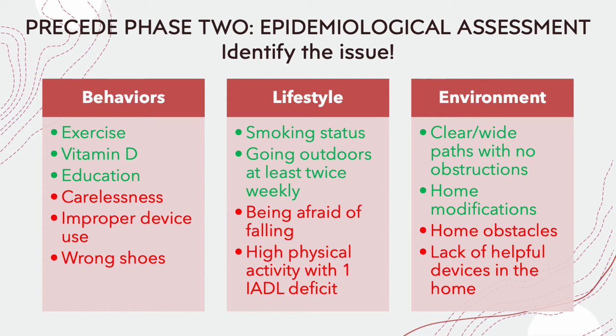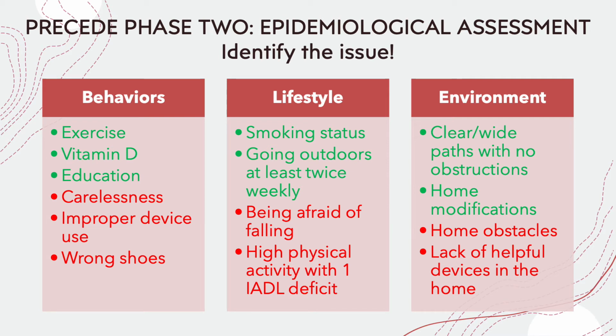Lastly, there are environmental factors. So good factors that we have here are, in the house, creating clear and wide paths with no obstructions, and then making overall home modifications, such as adding in a shower chair or bars in the hallway just to kind of help add some support.